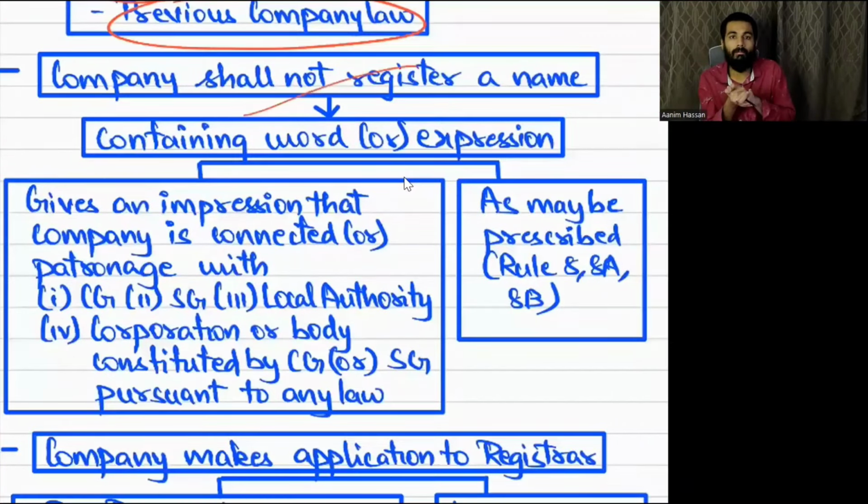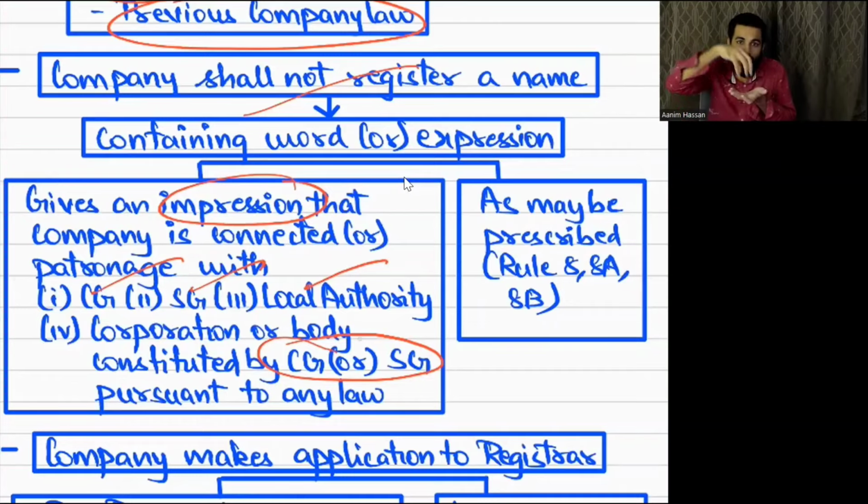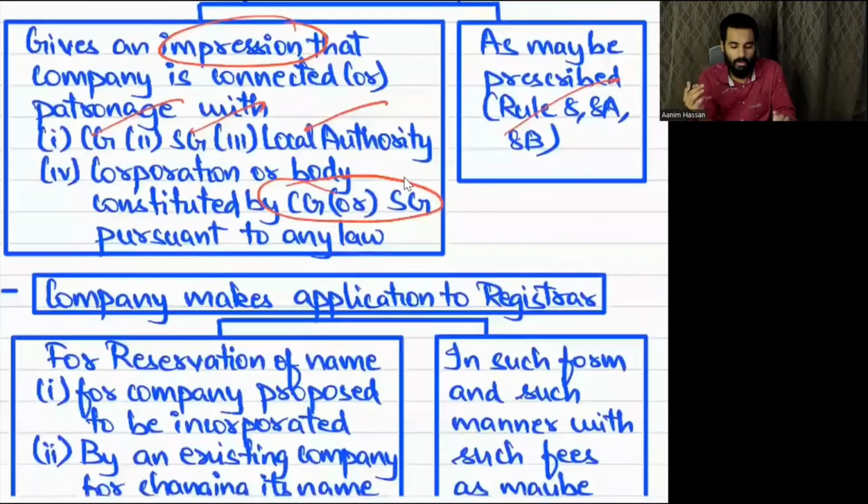A company shall not register a name where it gives an impression that the company belongs to the CG, SD or a local authority, or where there are corporations or bodies corporate constituted by the CG or SD, and the public gets an impression that this is the CG's or SD's company. You should not keep such a name.